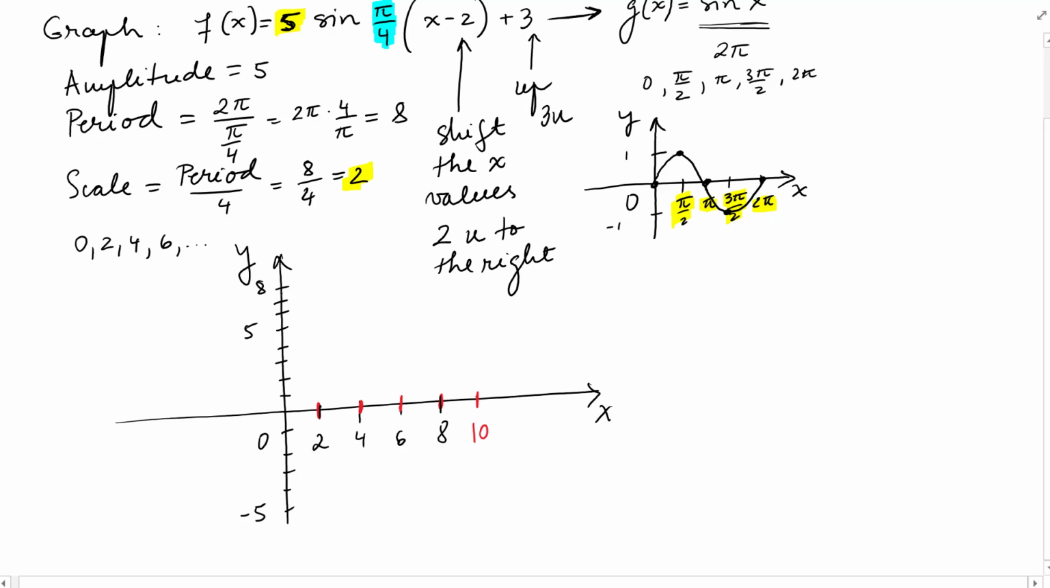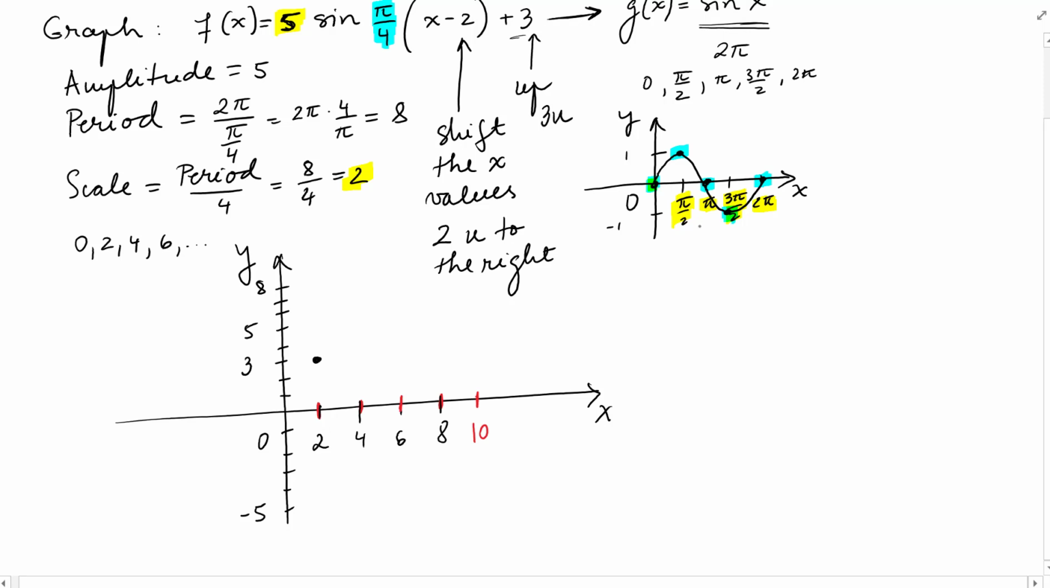So for our original points, we're just taking a look at these values here. I'm going to highlight them in blue. These are the values that we are going to follow. So the original value for sine of x would be at 0. Now our starting point is at 2, and because 5 sine of pi over 4 times (x minus 2) at 2 is going to be 0, we add the 3 that we have. So instead of going to 0, we go 1, 2, 3 points up because of the plus 3.